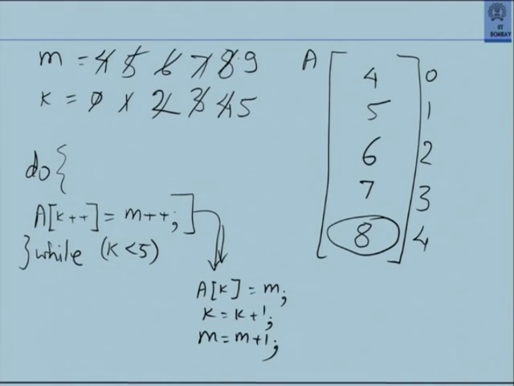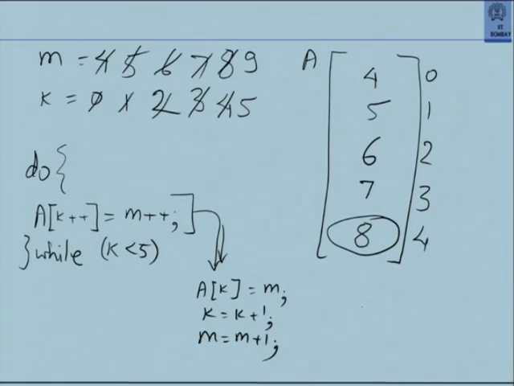When I come out, I say C is equal to A4. And then now C will be assigned a value which is this. So that means it will become 8. And when I say C out, C is so much, it will become 8.